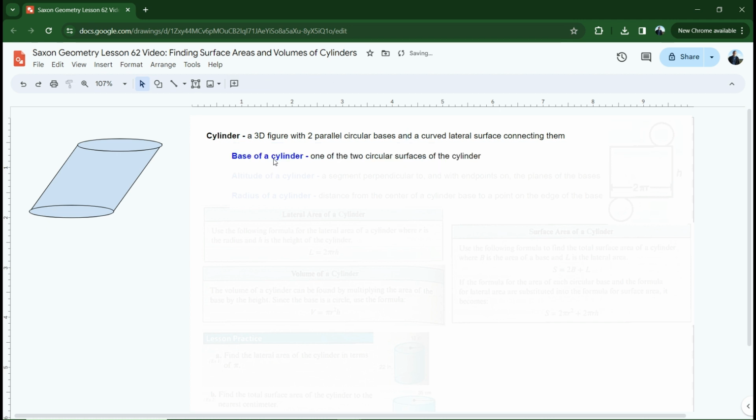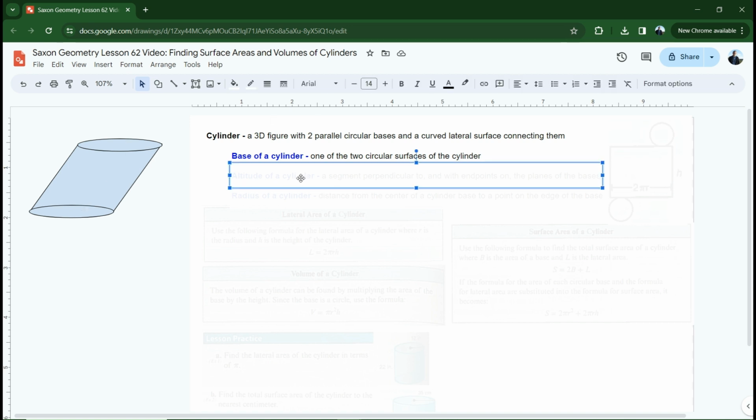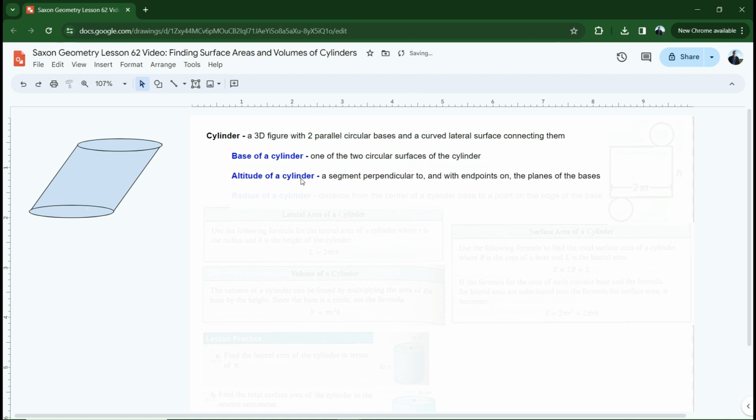All right, what is the base of a cylinder? The base of a cylinder is one of the two circular surfaces, one, two, those two parallel surfaces that define the cylinder. The altitude of a cylinder is a segment that's perpendicular to and has endpoints on, now pay attention to this last phrase, the planes of the bases. If all cylinders were only right cylinders, anytime I connected the bottom base to the plane containing the top base, it would always fall somewhere in the circle of the top base, right?